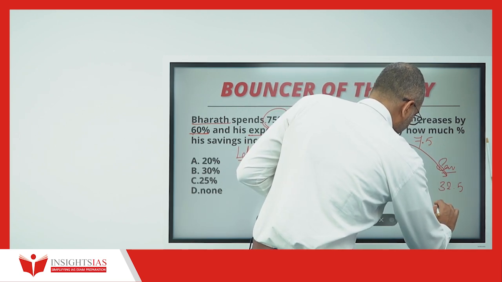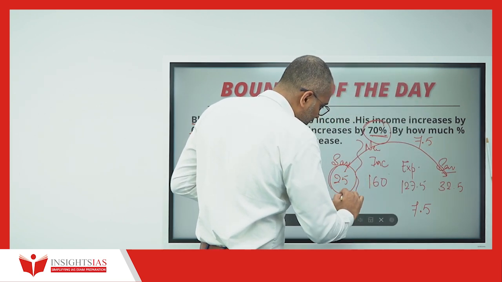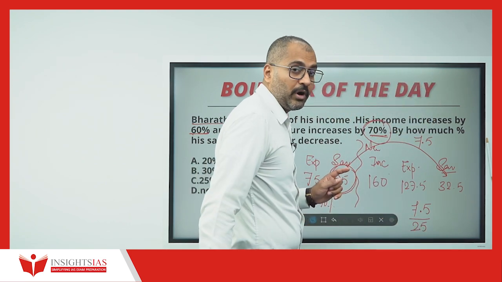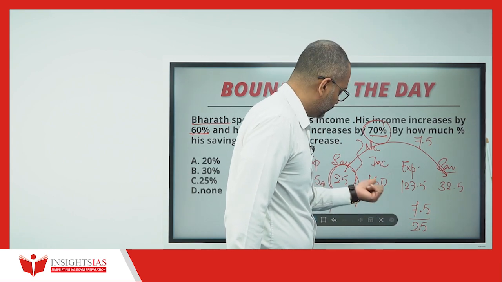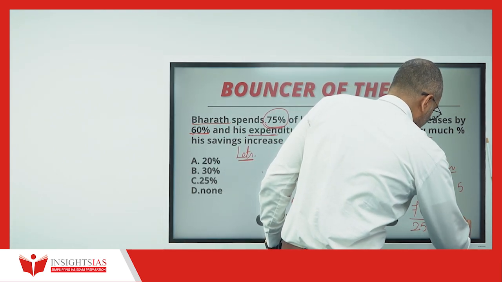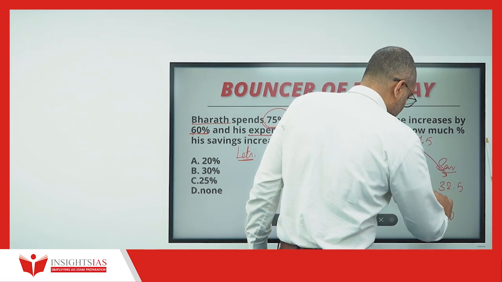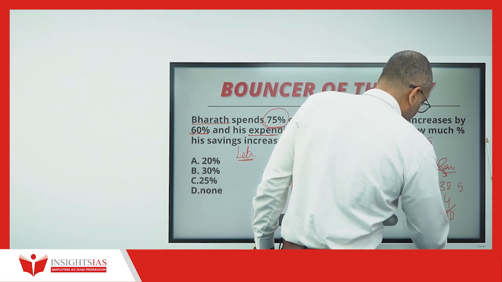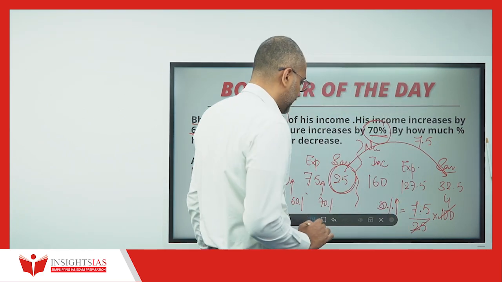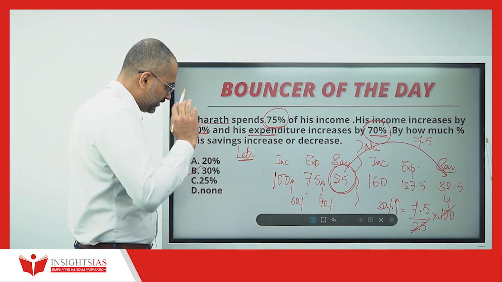7.5 has increased from where? From the original savings of 25. That is where we have to compare. You have to compare it with 25, which is the original. It is increased by 7.5. Times 100 will give you the percentage. So this is 1 time, this is 4 times. 7.5 into 4 is what? 30% increase in his savings. This is the 30% increase in his savings.